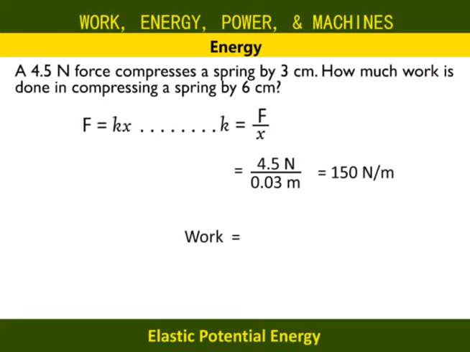Now we can find the work done for 6 centimeters. Work is equal to a half kx squared. A half times 150 times 0.06 squared. That gives us 0.27 joules.